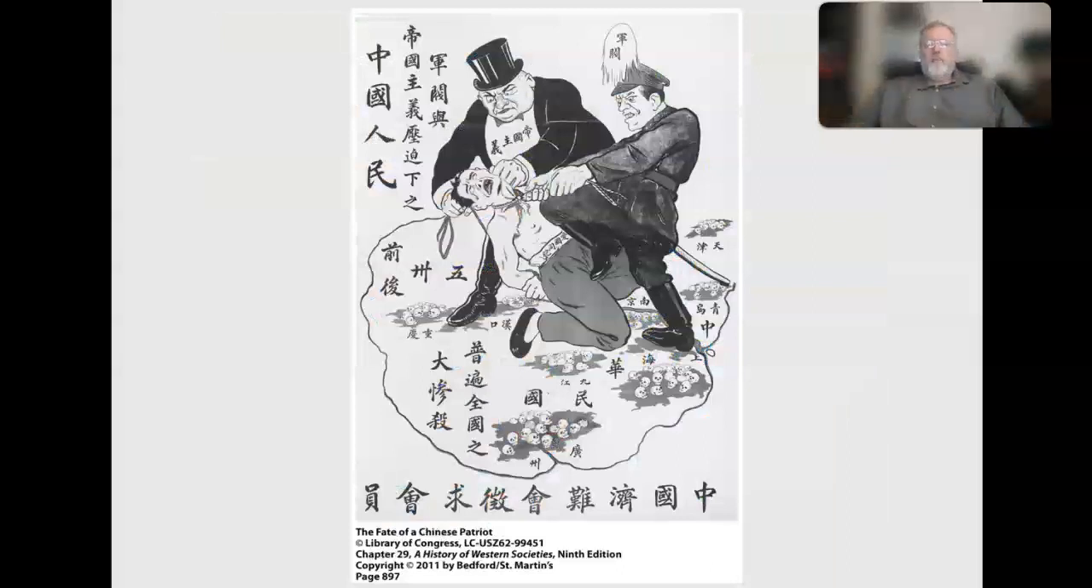The fate of a Chinese patriot. The majority of the Chinese population was illiterate. The vast majority. So, without even knowing what the language is here, you need to look at this as a typical Chinese peasant. It's very obvious. And this is the kind of thing that would have been used as propaganda for the Communist Party, for Mao, and to show how terrible capitalism was, imperialism was, and how terrible the Japanese were, and by extension, the West.